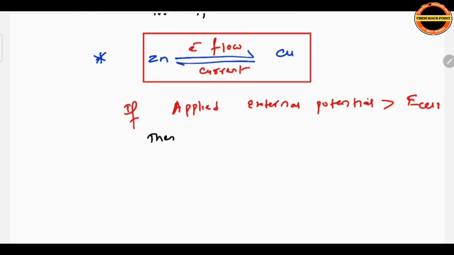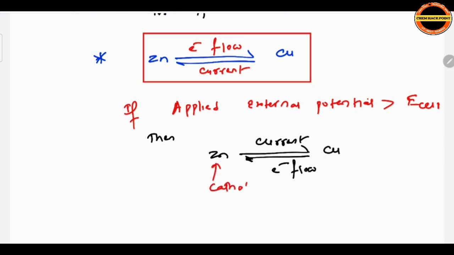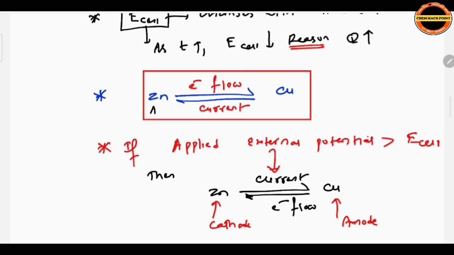If applied external potential is greater than E cell, then the direction you see here is reversed: electronic flow reverses, and so does current direction. So here it is acting as cathode now, here acting as anode. Based on the condition, not always; generally, we know this one is anode and this one is cathode. So when any condition is given, applied external potential greater than E cell, then think about this. So don't forget, no more confusion.